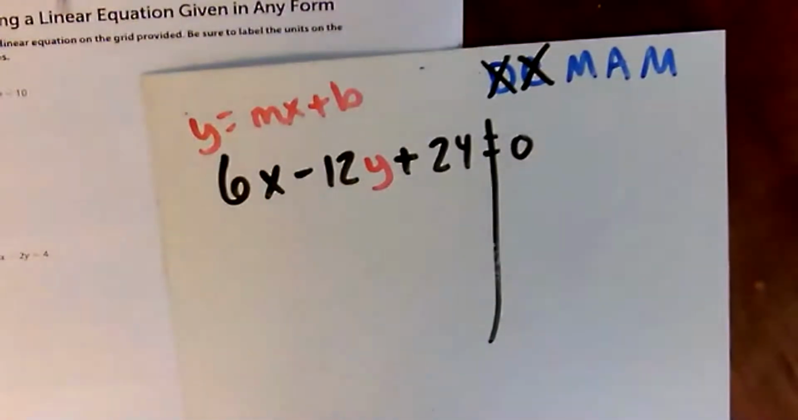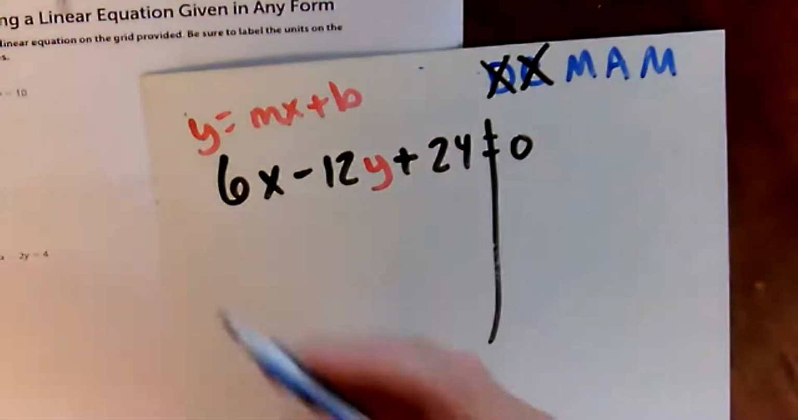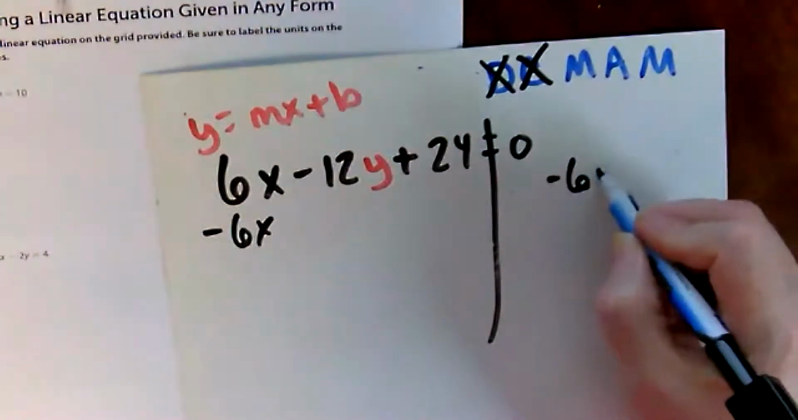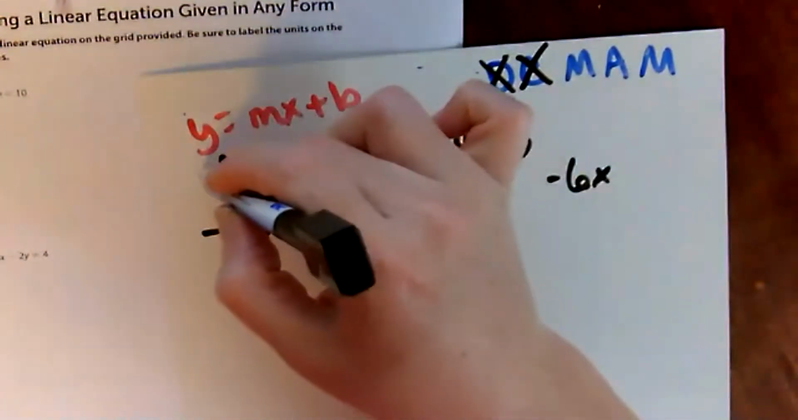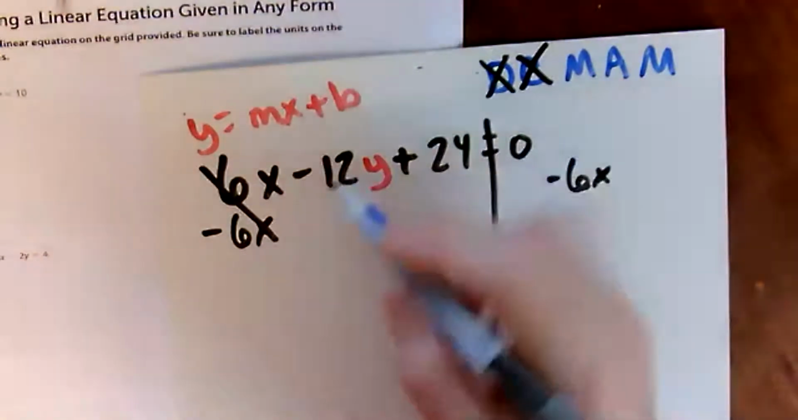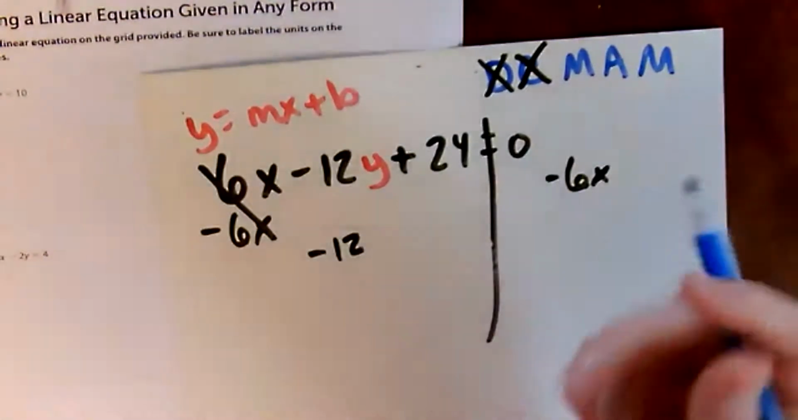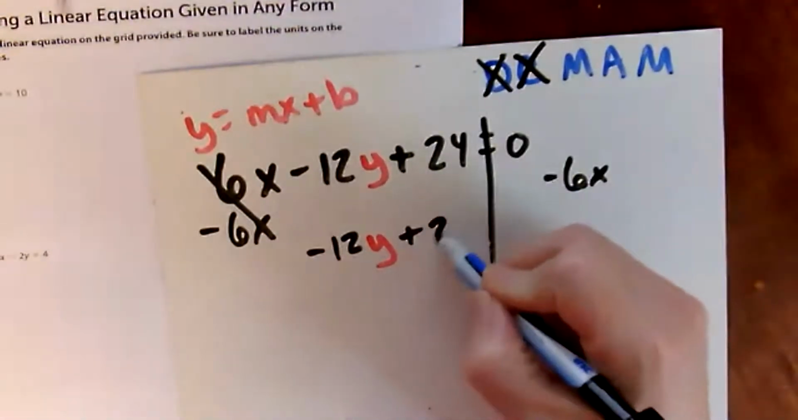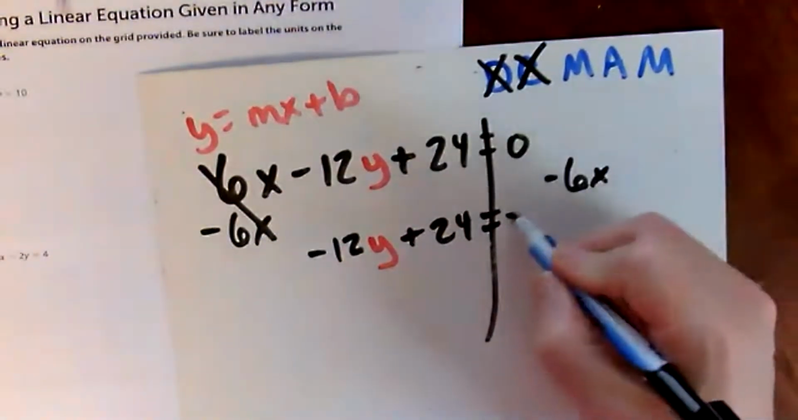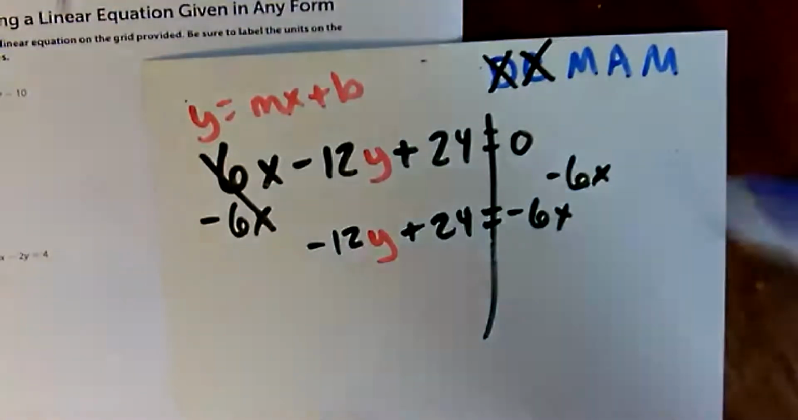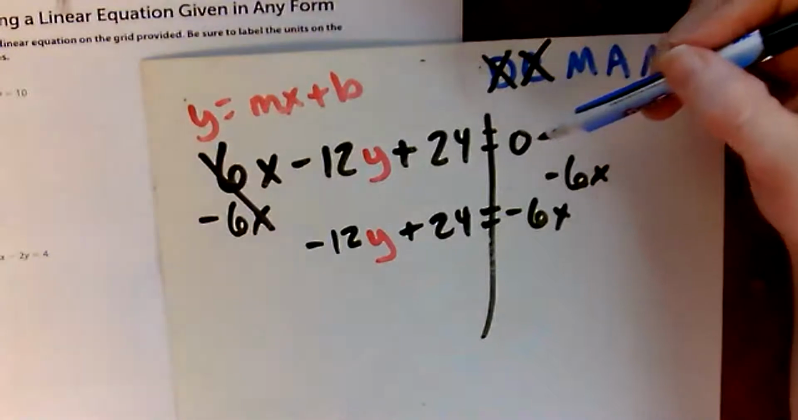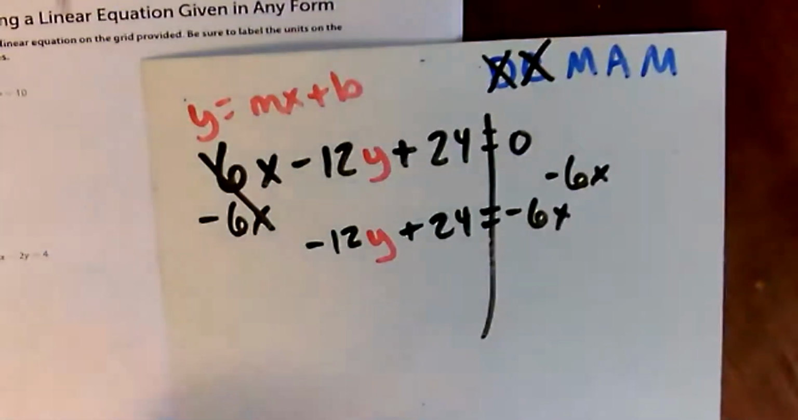You can do the 6x, like you can subtract 6x on both sides. Absolutely. Negative 6x, what I do to one side, do to the other. So that cancels. I'm going to move down my 12y plus 24 equals negative 6x. I don't really have to do anything with the 0. It's just 0. It's not going to change anything.